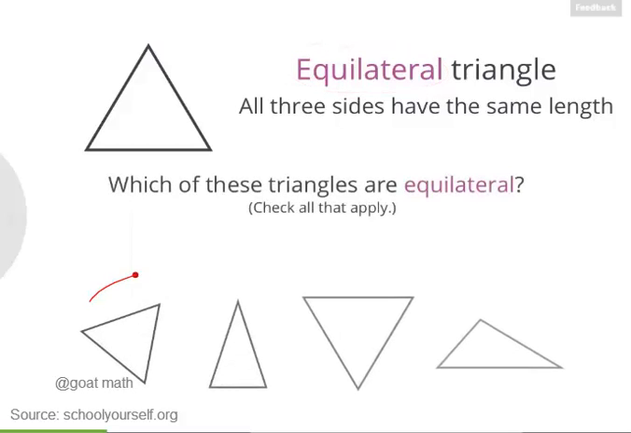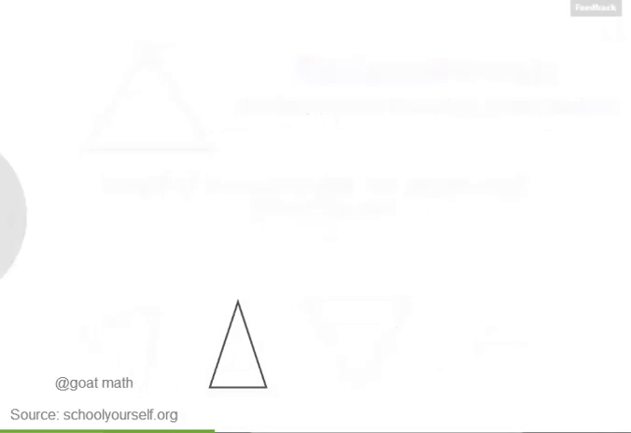Take a look at these other triangles down here. Which of these triangles are also equilateral? Nicely done! These 2 triangles are equilateral. Next, let's look at this triangle over here.